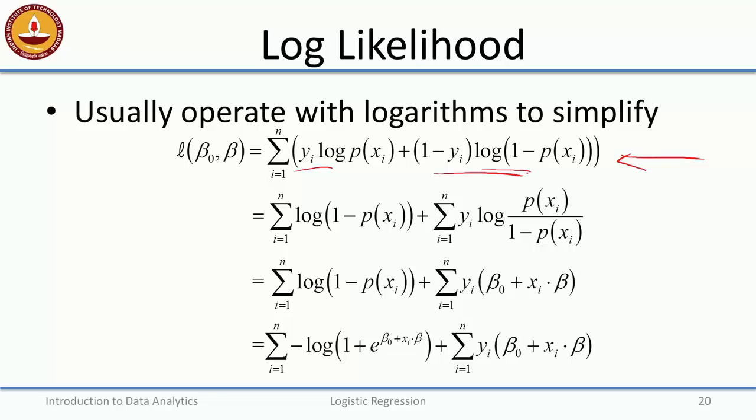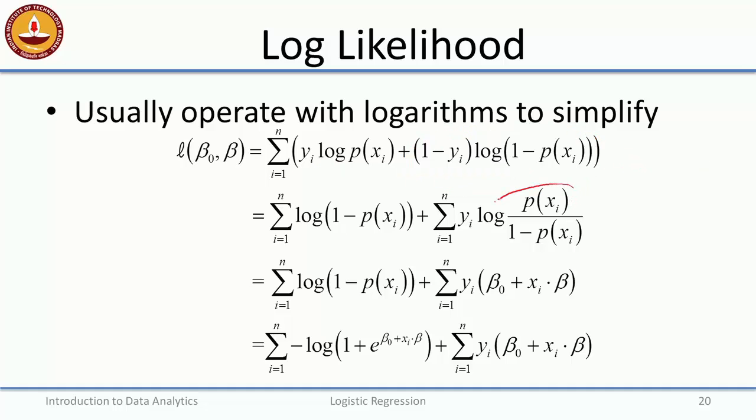Now, we can do a little bit of simplification here. You can see that what I have essentially done is, in the second step, I have expanded the product term in the second term in the summation, and then I have gathered terms together which have a coefficient of y_i. That gives me the second term in the summation, and the first term is just essentially 1 times log of 1 minus p(x_i).